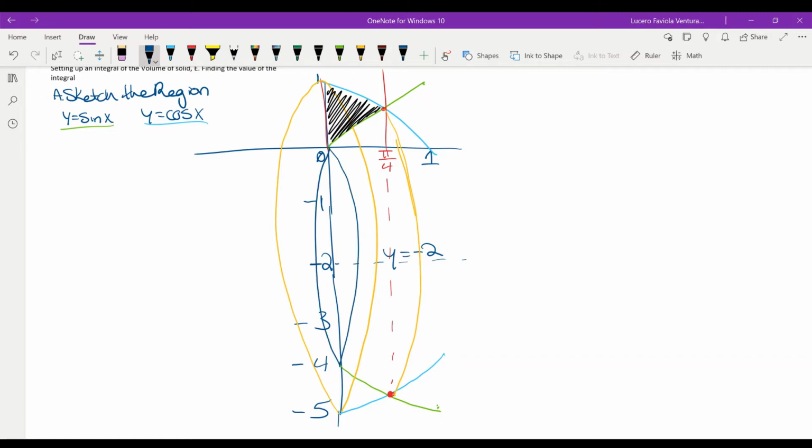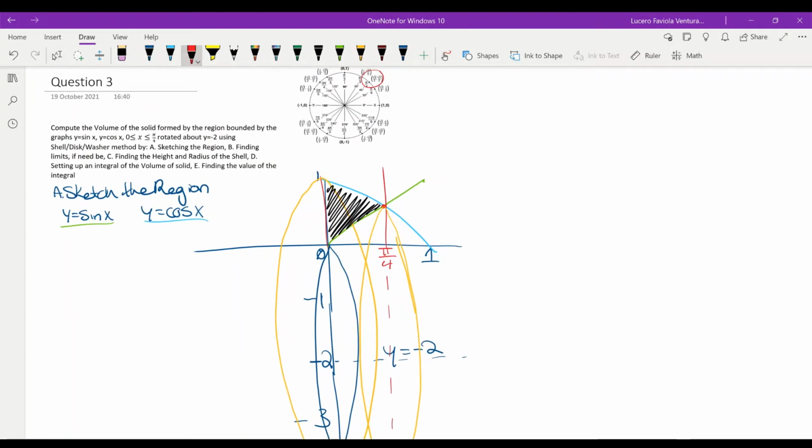So now that we have our graph, we can move on to part B, which is finding limits if need be. So our limits are given to us here, 0 and pi over 4. So finding limits, A is equal to 0 and B is equal to pi over 4. So now we can move on to part C, which is finding the height and radius of the shell.